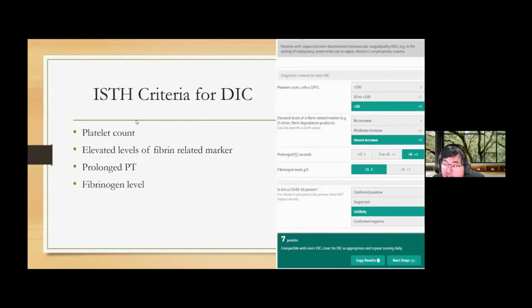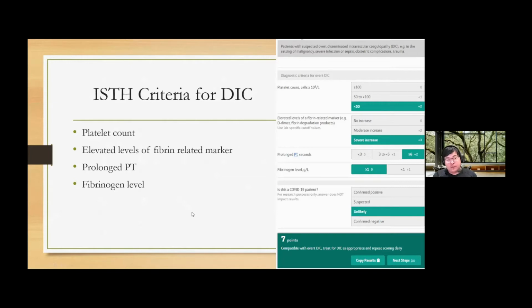For the ISTH criteria for DIC, we look at the amount of platelets. We also look at the elevated levels of fibrin-related markers, such as D-dimer, and then whether they have a prolonged PT and the fibrinogen level. If you look here on the right, this is from MDCalc again, and we used the lab values to calculate a score, which gave us a score of 7. So this is compatible with overt DIC. We want to treat for DIC as appropriate.